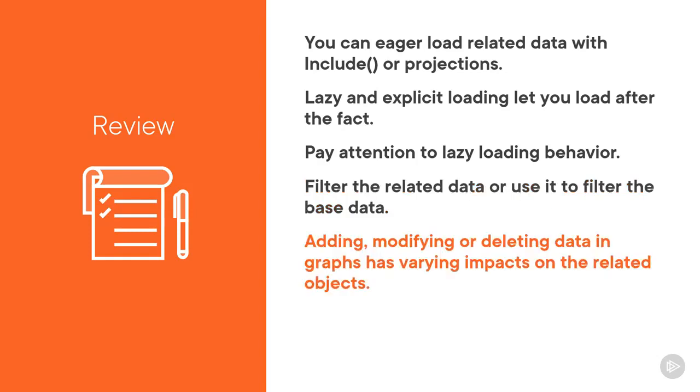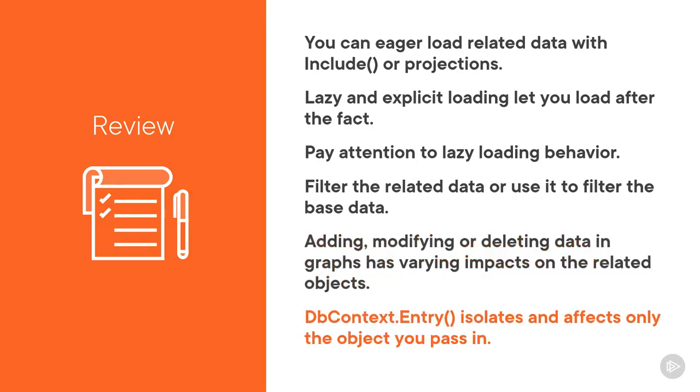While learning about adding, editing, and removing related data from graphs, you also saw that there are a lot of specific behaviors to be aware of, and those can also be affected by whether or not the change tracker is in scope as you're making those changes. For example, the add and update commands will affect all of the objects in a graph. Thankfully, if you do need to isolate individual objects from a graph in order to persist them, the DB context entry method knows how to do that for you.